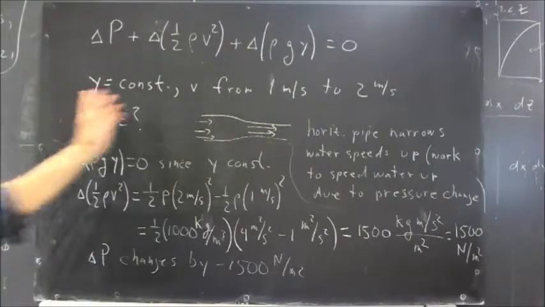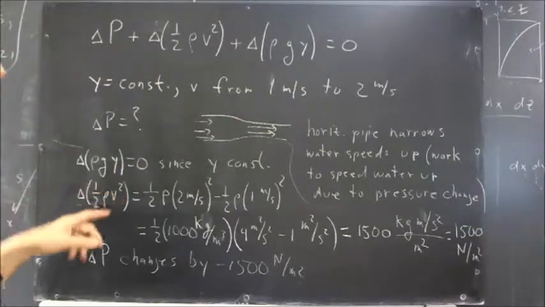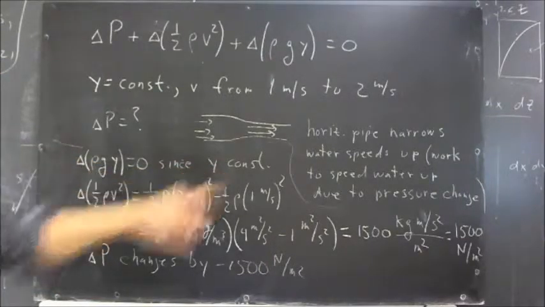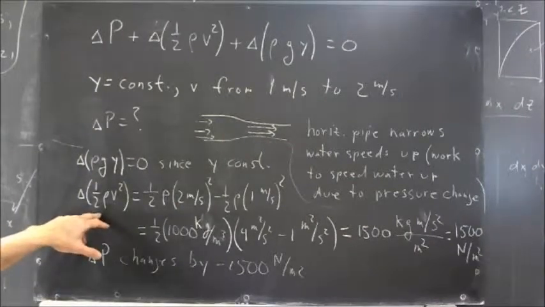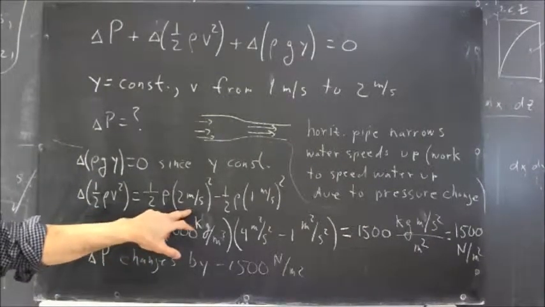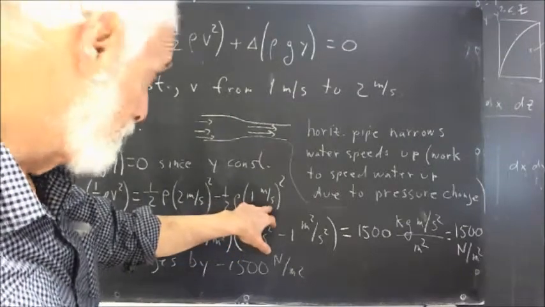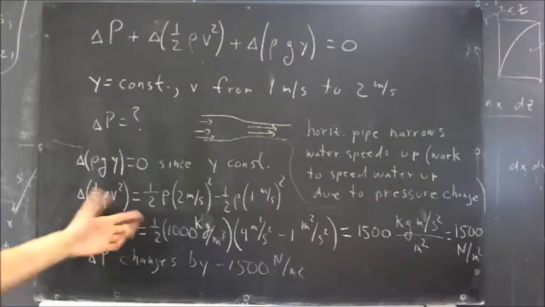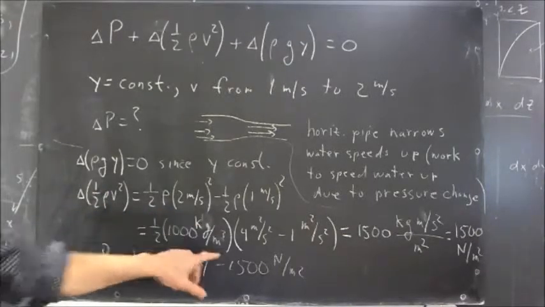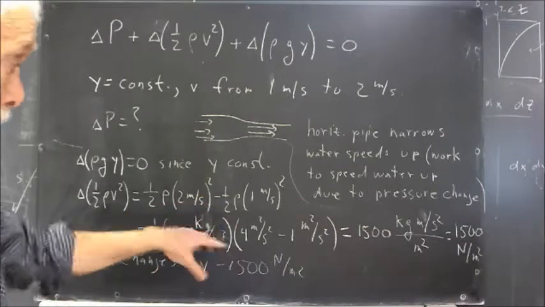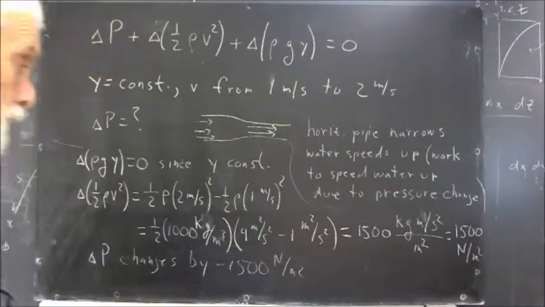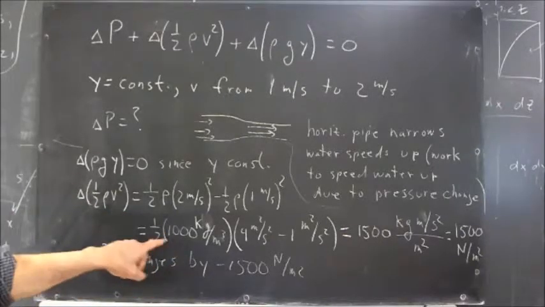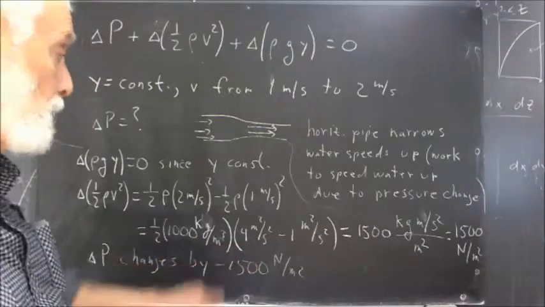So we work that out, and writing it out in detail, the change in rho g y is 0 since y is constant. The change in 1/2 rho v squared is 1/2 rho times the quantity 2 meters per second squared, minus the same thing at 1 meter per second. Rho is 1,000 kilograms per meter cubed, and factoring that out, we get this. I'm not going to read it to you, it's obvious. And we get a change of 1,500 newtons per meter squared.